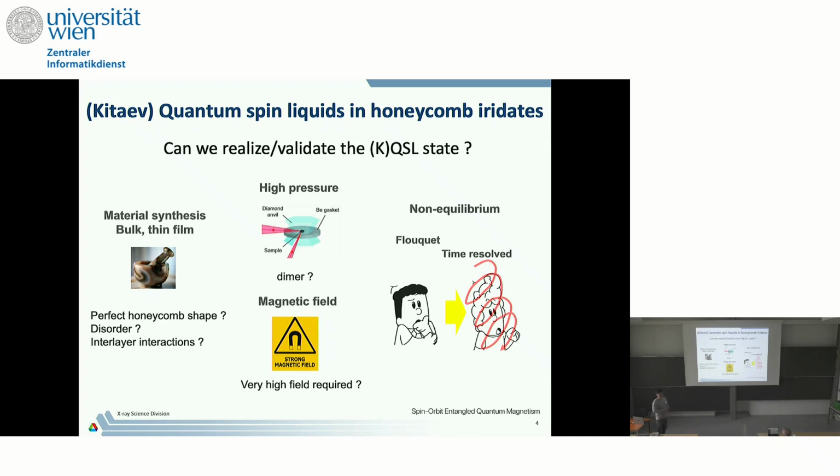People try many methods. First, obviously, material synthesis, trying to make a perfect honeycomb without much interlayer interaction, but not yet successful. People also use high pressure to distort or manipulate the lattice, but not very successfully. In many cases it formed dimer states, which is far away from the honeycomb.